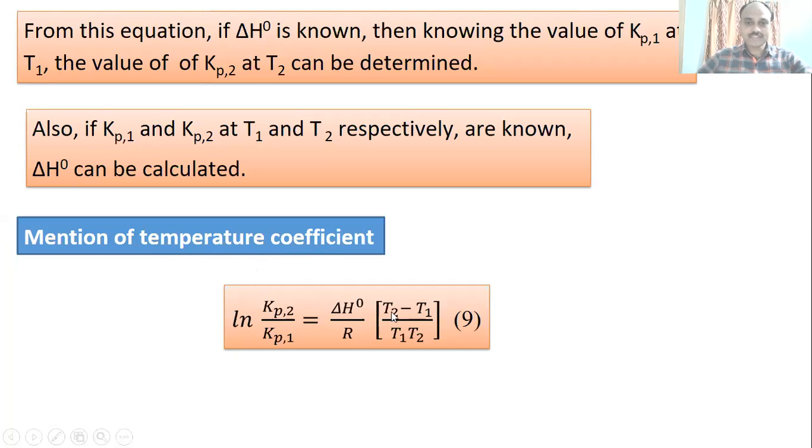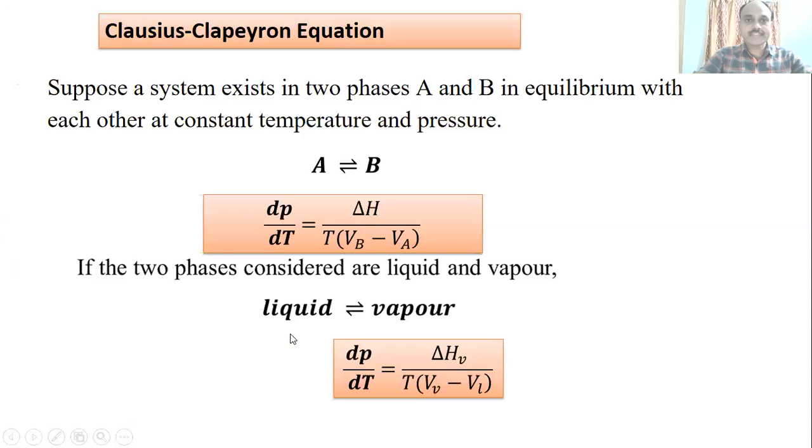In this equation, if T1, T2 are known, delta H naught is known, and R is known, you can calculate the ratio of the equilibrium constants for the reaction which is in equilibrium. Or if Kp1 and Kp2 are known, and R is known, that is the gas constant 8.314 joule per Kelvin per mole, and T1 and T2 are known, you can calculate delta H naught at two different temperatures, provided their equilibrium constants are known. Okay.